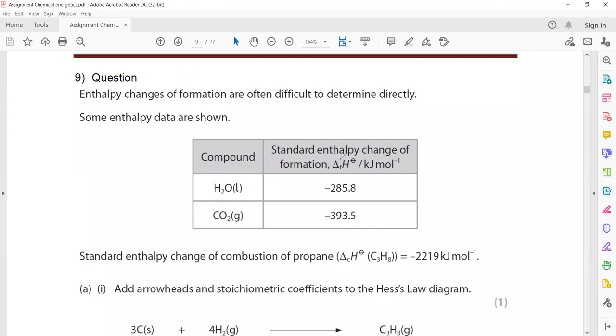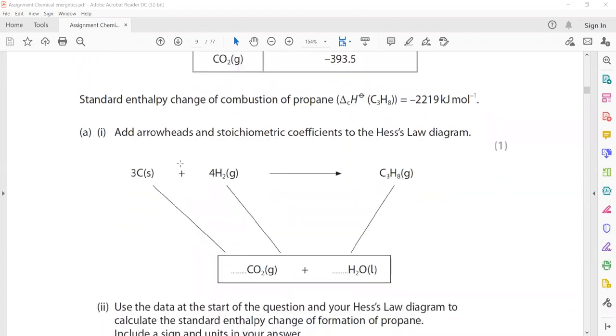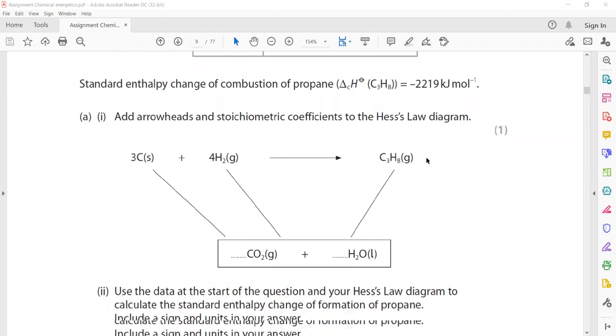Some enthalpy data are shown. The standard enthalpy change of formation for water in a liquid state is minus 285.8. The enthalpy change of formation of carbon dioxide in a gaseous state is minus 393.5. The standard enthalpy change of combustion of propane is minus 2219 kilojoule per mole. Add arrowheads and stoichiometric coefficients to the Hess's law diagram.